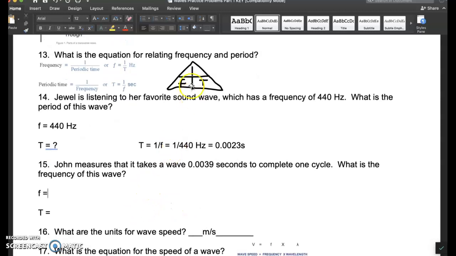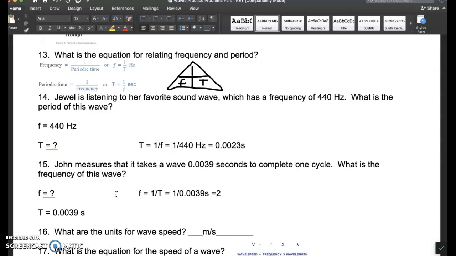Here, it's the same problem. I'm just solving for the different parts. So what is the frequency, if the period is 0.0039 seconds? So cover up period. Here I get 1 divided by period. Okay, so frequency is equal to 1 divided by period, which is equal to 1 divided by 0.0039 seconds, which is equal to 256.